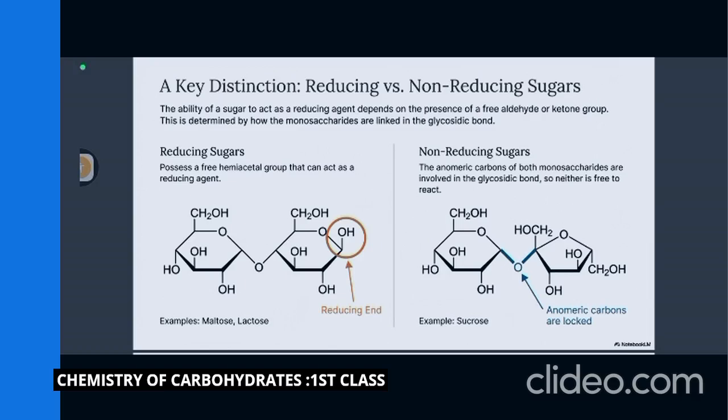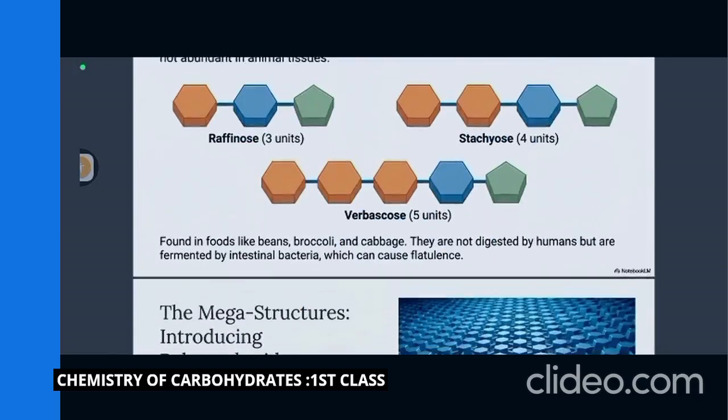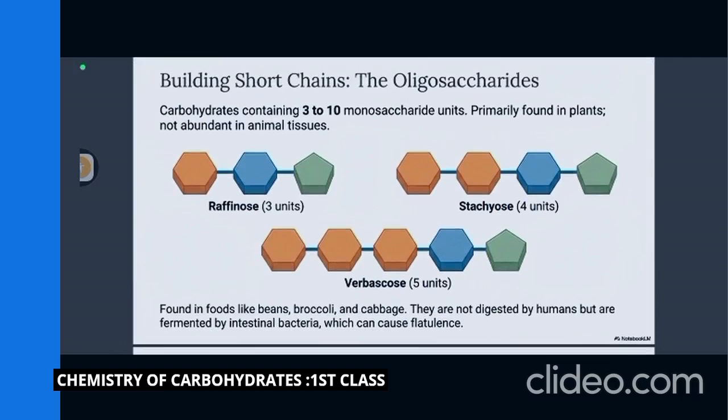So maltose or lactose, you can see over here there is a reducing end, and in non-reducing sugars, the anomeric carbons of both monosaccharides are involved in the glycosidic bond formation. Like sucrose, there is a 1 to 2 bond formation. Okay. Next slide is building short chains.